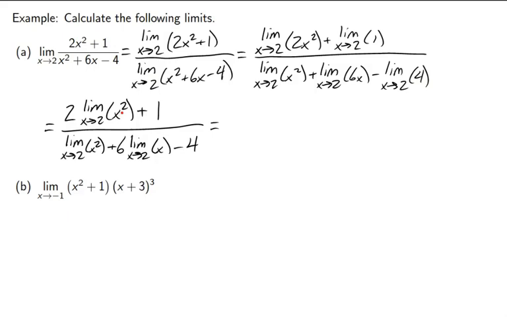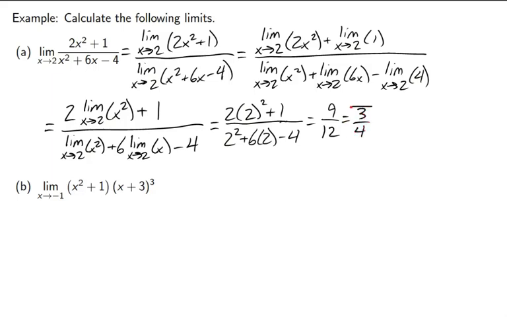We did say that if we took the limit as x approached a number of x to a power, it was just that number to a power. So we get 2 times 2 squared plus 1. And then again we can do the same thing. 2 squared. The limit as x approaches 2 of x, as we showed, was just 2. So plus 6 times 2 minus 4. If we calculate this, it looks like we get 9 over 4 plus 12, 16, 12, which is 3/4. And that's the value of the limit.